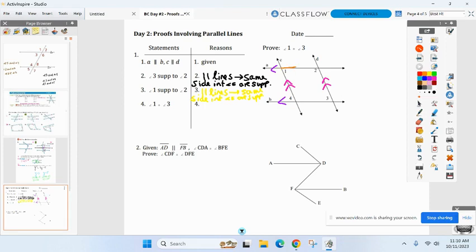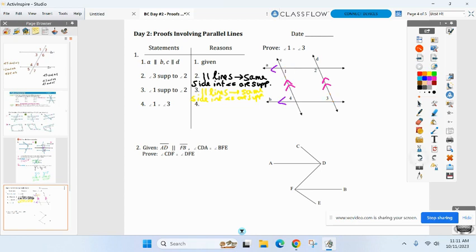Here's angle 1. What lines contain angle 1? Line A and line C. Here's angle 3. What lines contain angle 3? B and D. Do they have any lines in common? Therefore, there is no relationship. Okay, and that is why this is not a two-step proof. They have no relationship. If two angles do not share a line, aka a transversal, that means there's no relation.